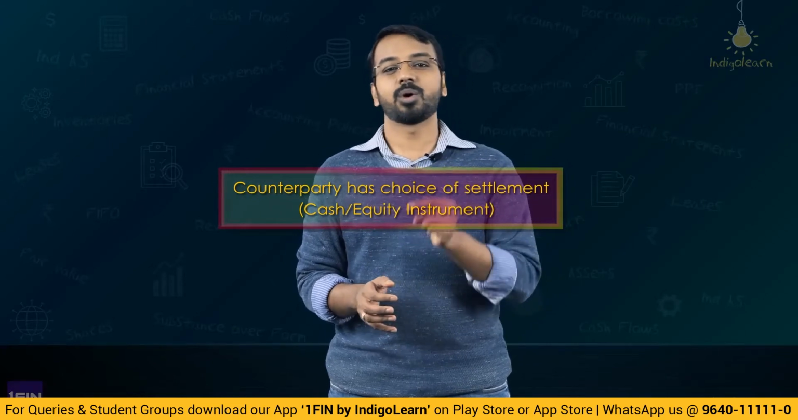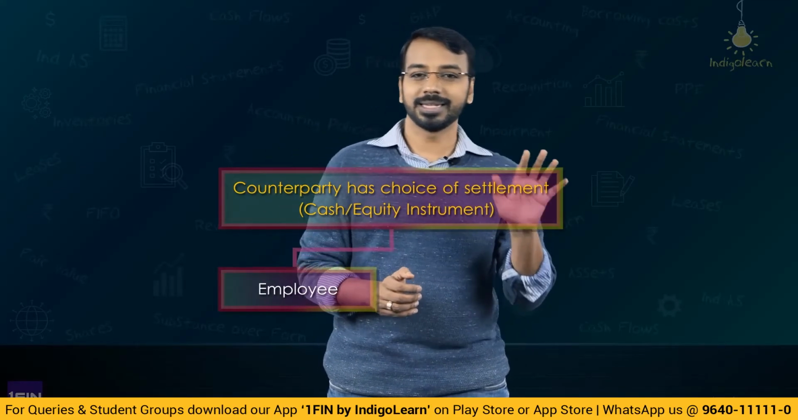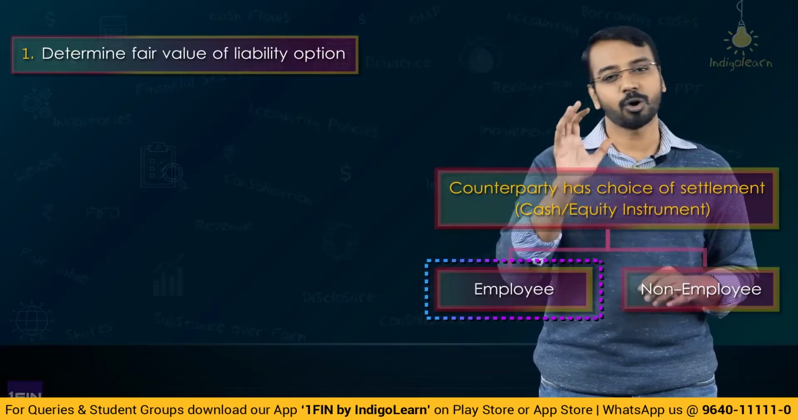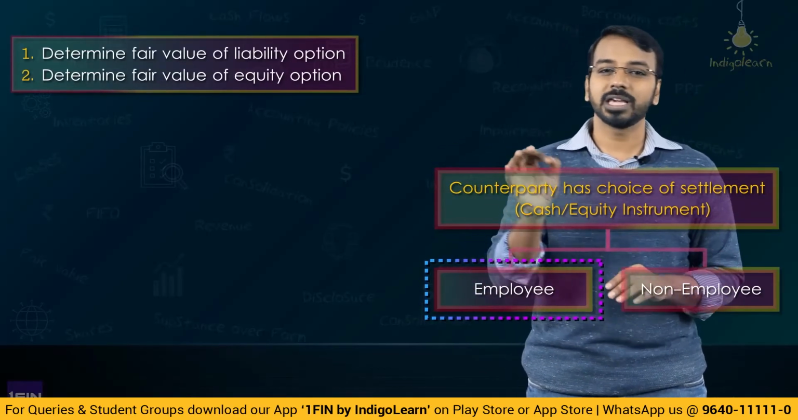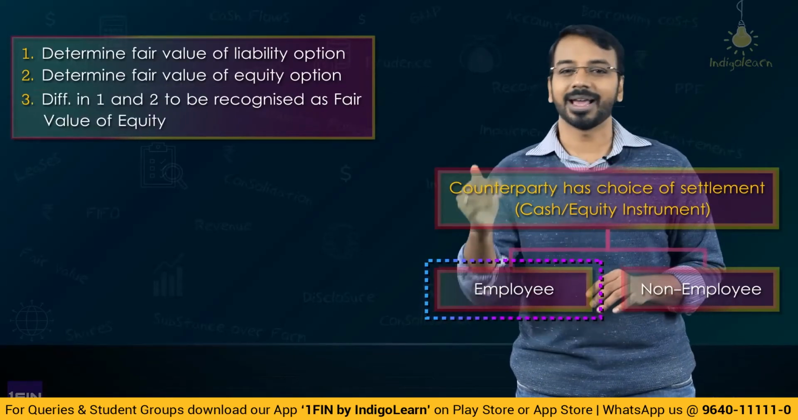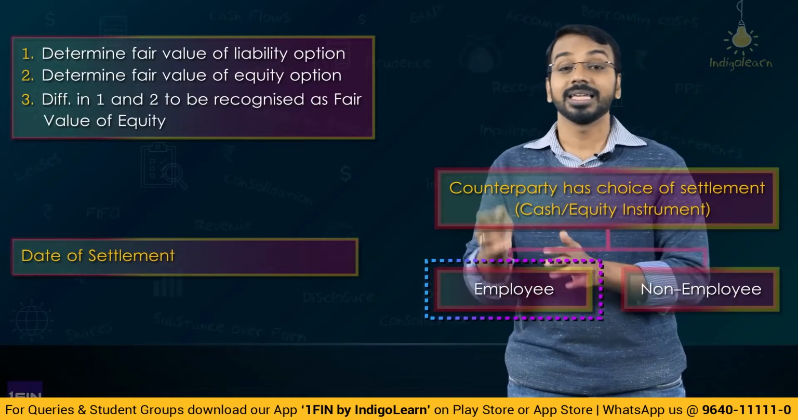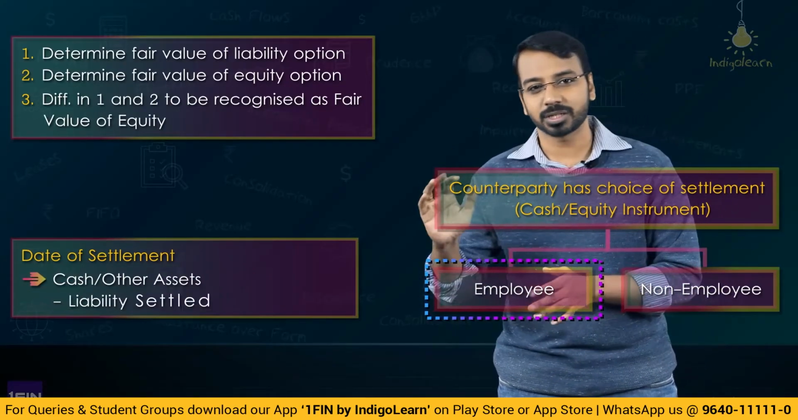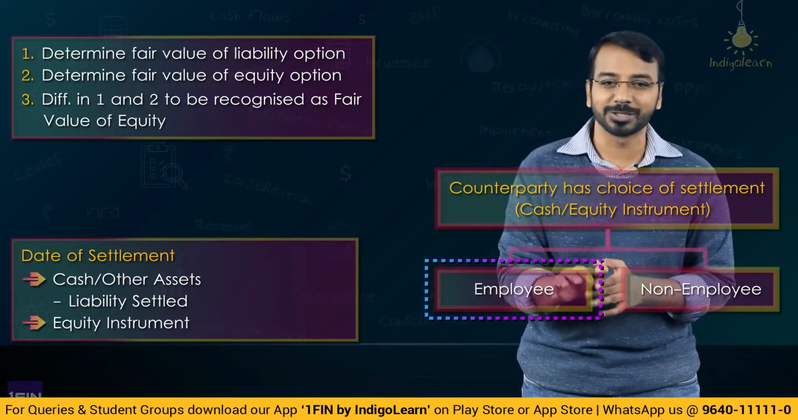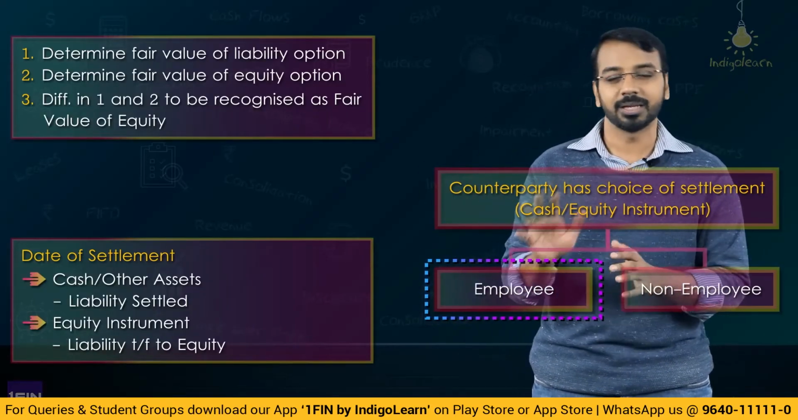Now to summarize the entire story, when the other party has the option to choose if they want to take cash or they want an equity instrument, we will have to divide the discussion into two parts. One, if the other party is an employee. Two, the other party is any other third party. In case of employees, first you will determine the fair value of the liability component. Then you will determine the fair value of the equity alternative, and the difference between these two will be credited to equity or will be considered as equity component. On the date of settlement, if the employee takes cash, then the liability is exhausted, cash is paid out, and if on the due date the employee demands equity instruments, liability will be transferred to equity. That is the first part.